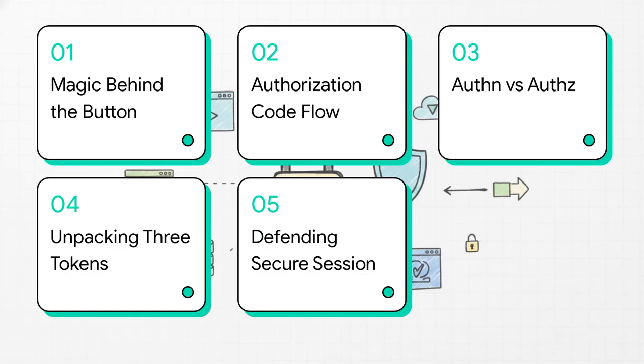Here is our roadmap for today. First, we'll look at the magic behind the button. Second, the authorization code flow. Third, authentication versus authorization. Fourth, unpacking the three tokens. And finally, defending the secure session. Let's get right into it.